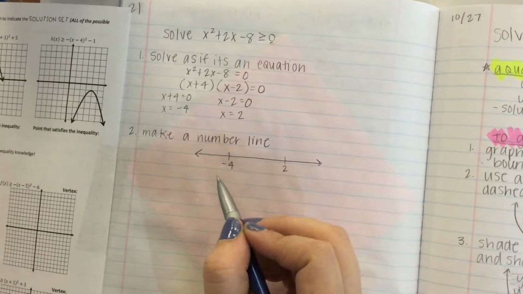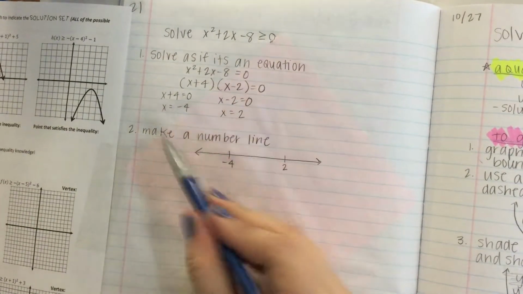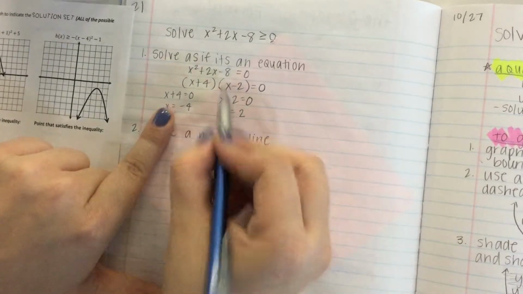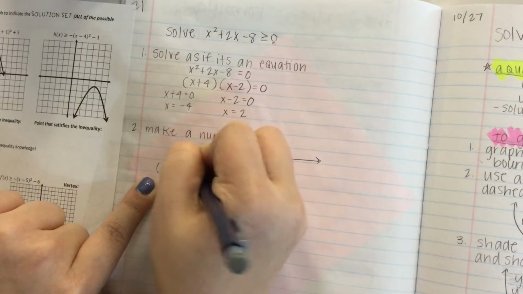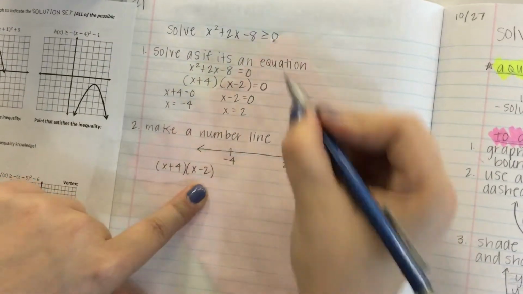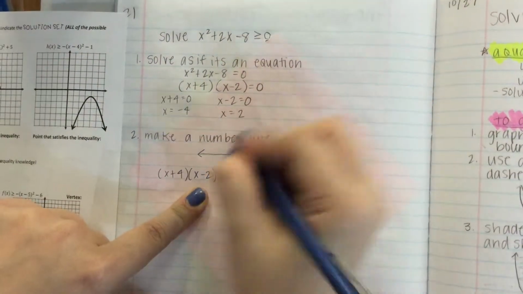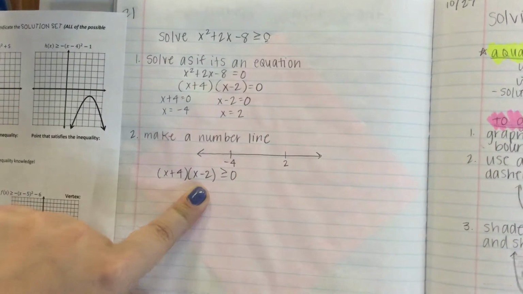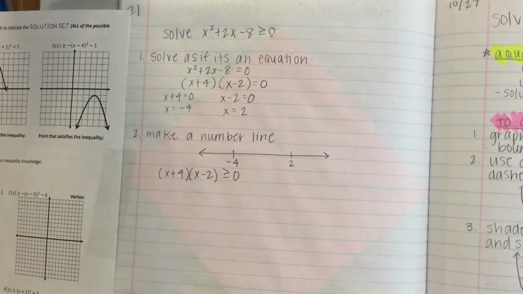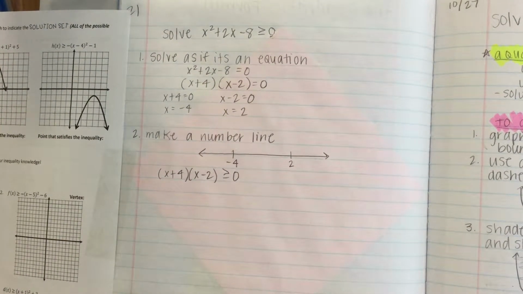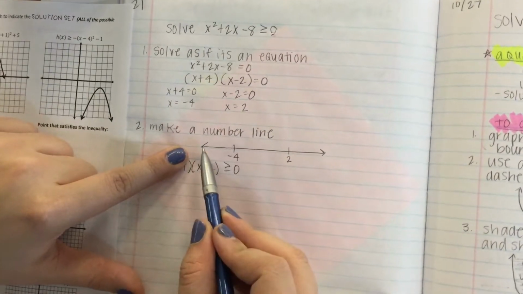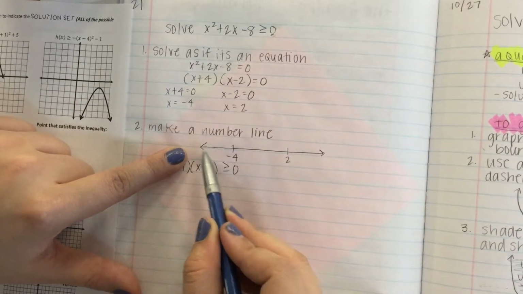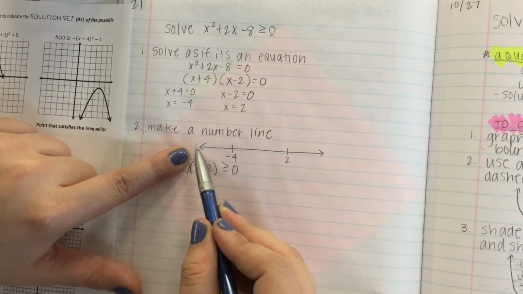So what we're going to do, we figured out that we have x plus 4 and x minus 2. Now we're going to put this back as greater than or equal to 0. So we're checking points really, is what we're doing. We're creating intervals. So from, what is this arrow pointing to really? Negative infinity.